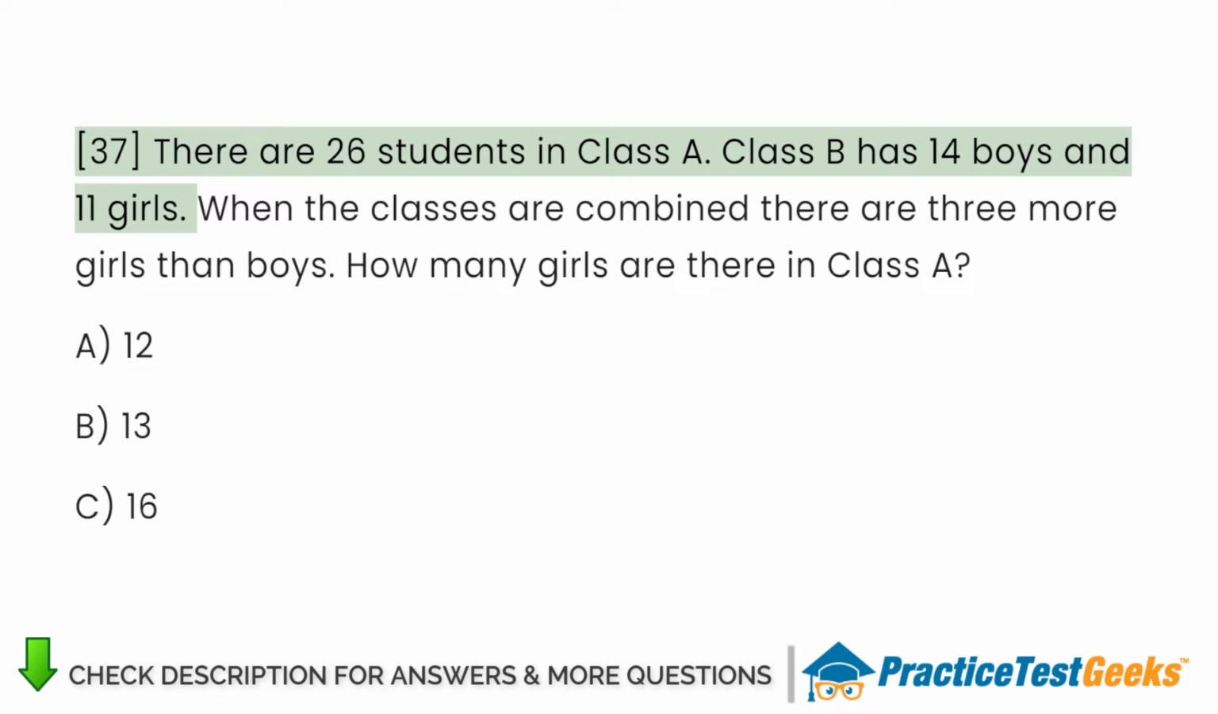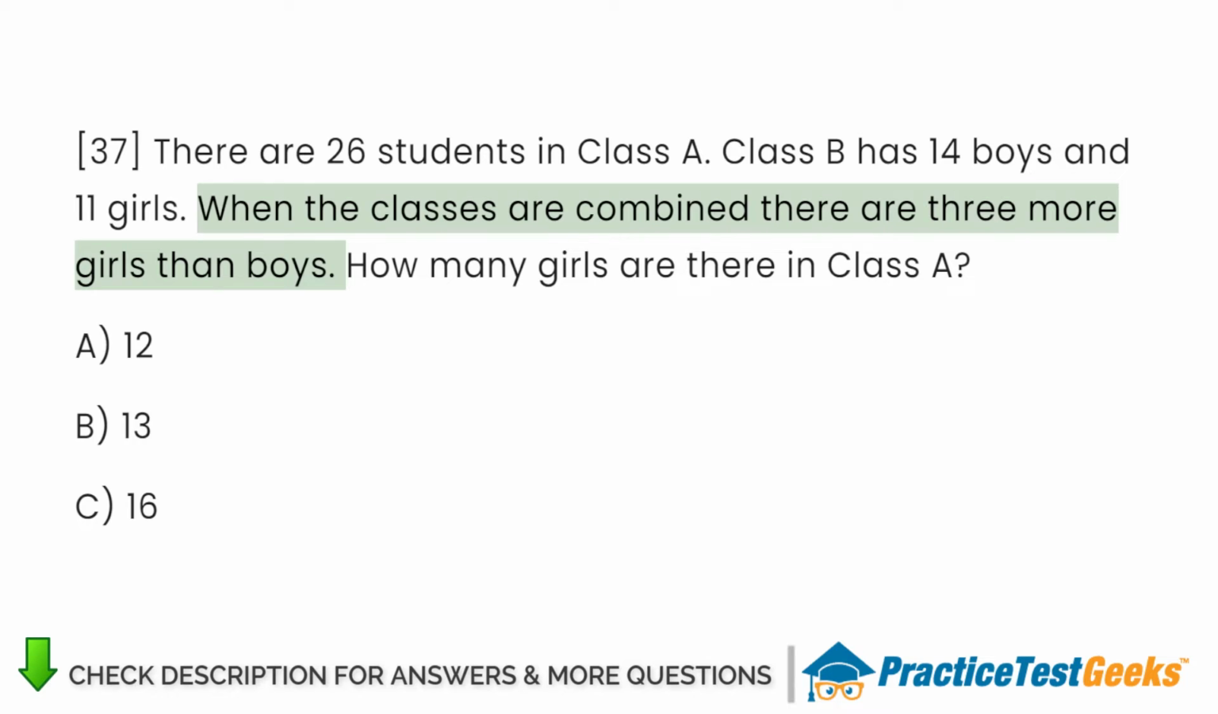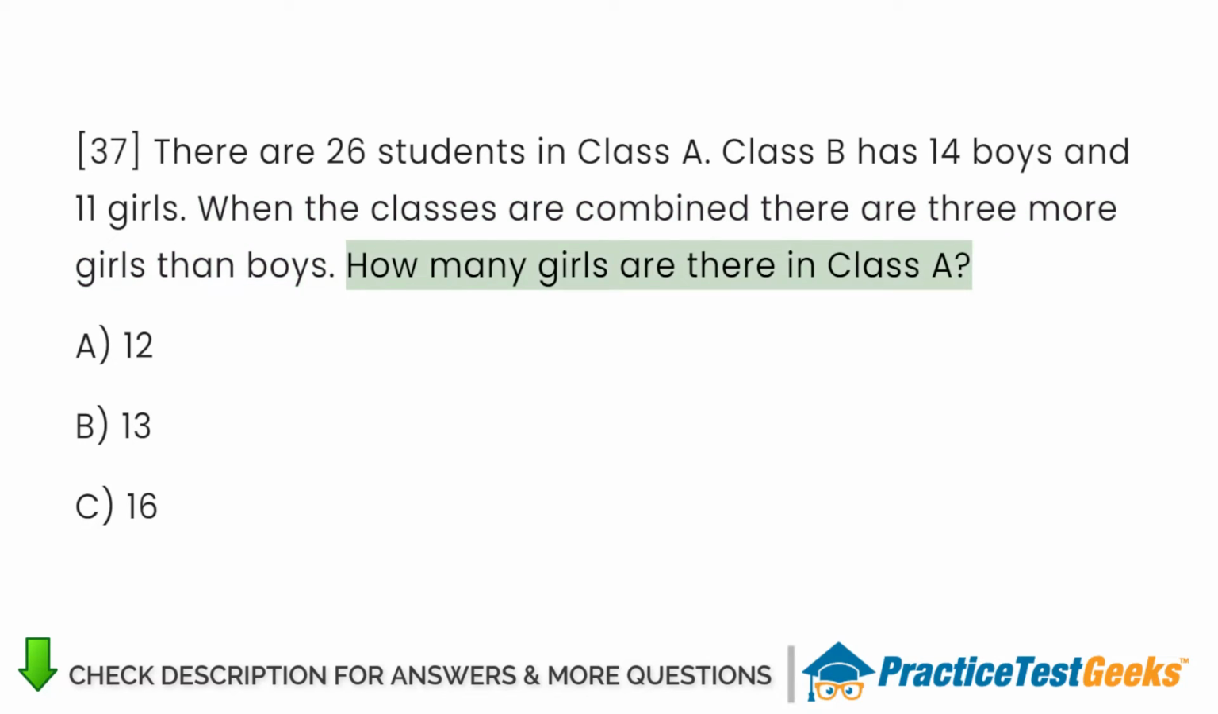There are 26 students in Class A. Class B has 14 boys and 11 girls. When the classes are combined, there are 3 more girls than boys. How many girls are there in Class A? A. 12. B. 13. C. 16.